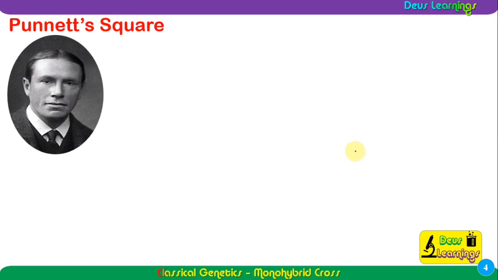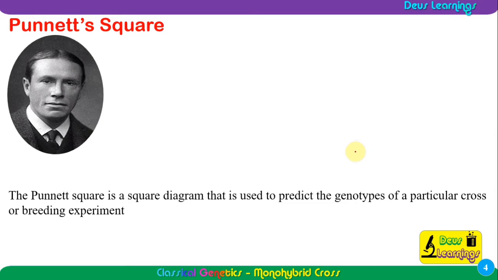Then let's talk about the Punnett square. Okay, so the Punnett square was developed by a British scientist, and his name was Reginald Punnett. I hope you know. So Reginald Punnett was the person who gave the Punnett square. A Punnett square is a square diagram that is used to predict the genotype of a particular cross or breeding experiment. We will use the Punnett square when the next slide comes.